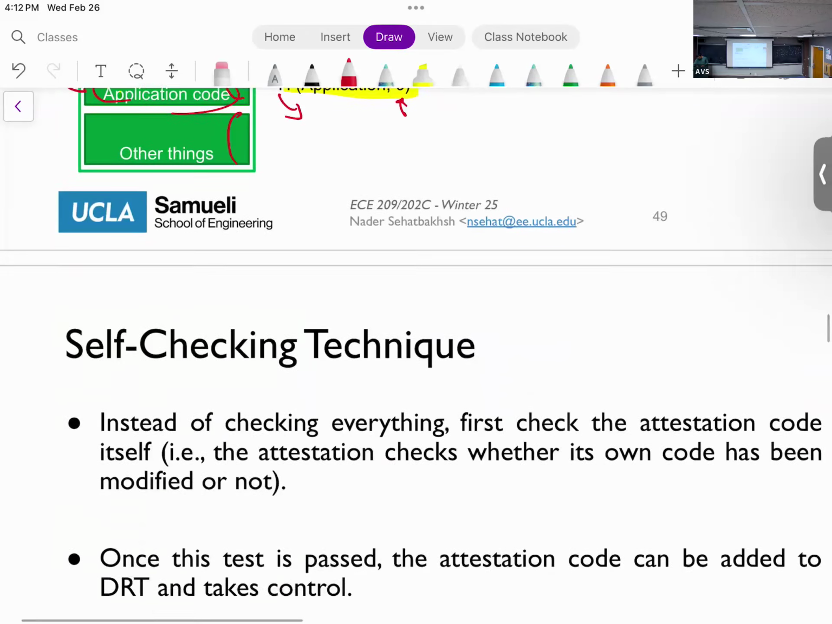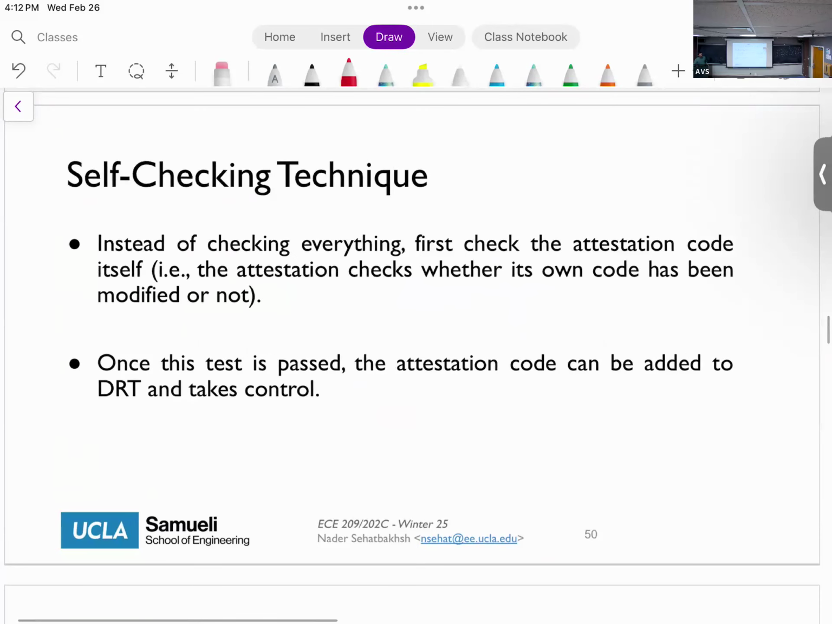As I said, this is what we call a self-checking technique, that essentially instead of checking the whole memory, we are checking only part of the memory, which is the verification code. And once we trust that and use the timing, then we call this a dynamic root of trust, or DRT, which means that now we trust the verification code. We show that the verification code is also running correctly. So anything that verification code calls will be bootstrapped into our trust, right?